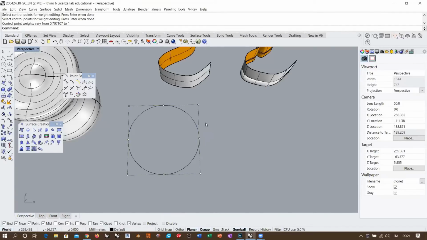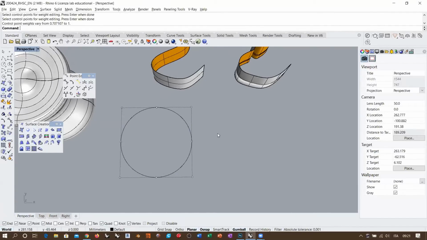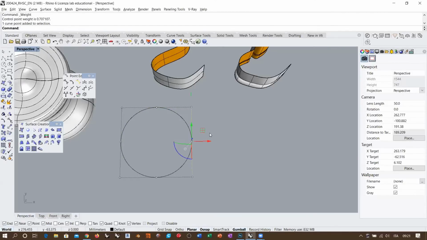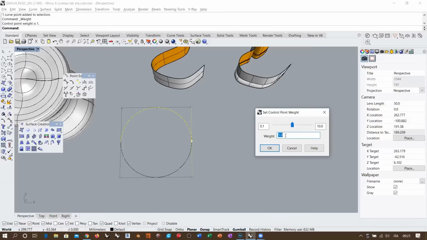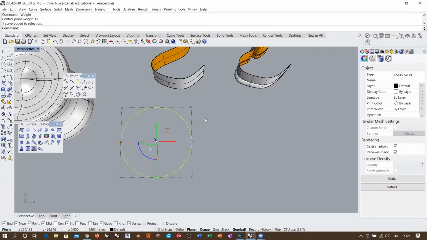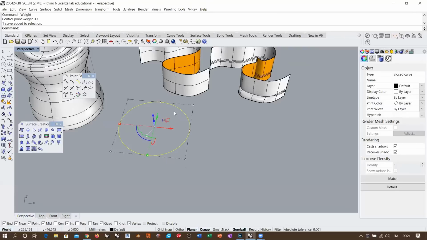Okay, and if you want to understand this a little deeper, you see that control point weights vary from 0.707 to 1, which is square root of 2 divided by 2, and 1. So this is the weight of the control points of a circle. Okay, so if I select this one, this point has this value, while if I select this one, this point has this value of the weight. Okay, so this is a rational curve. So it's very complex in topological terms.